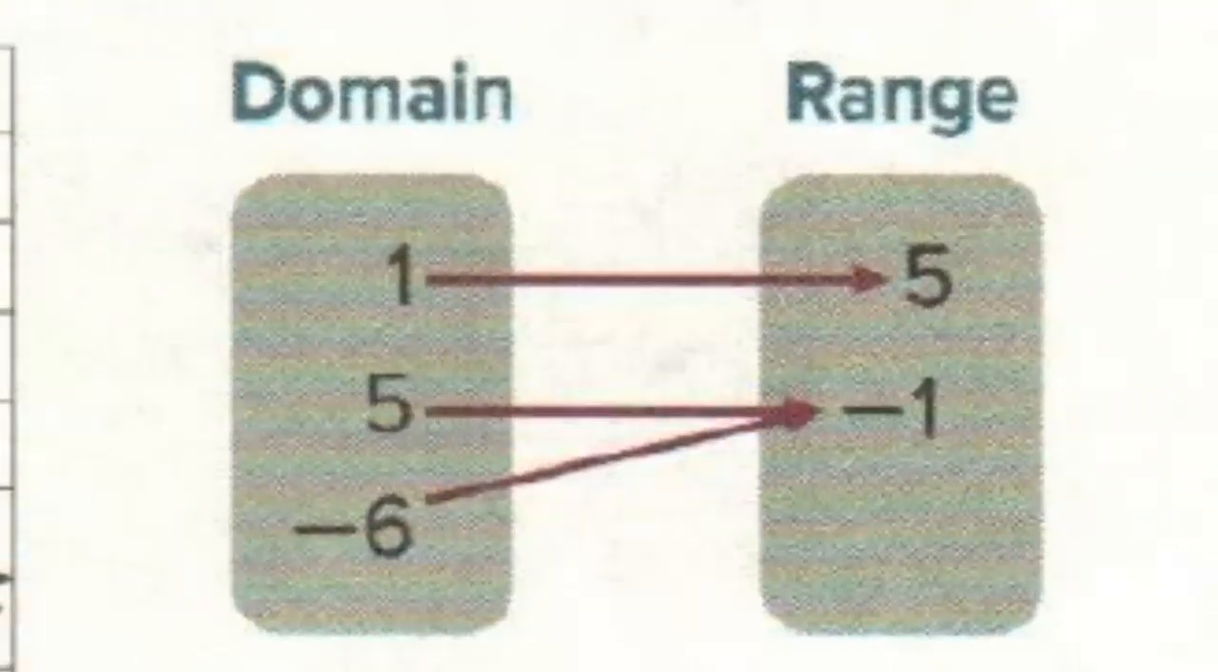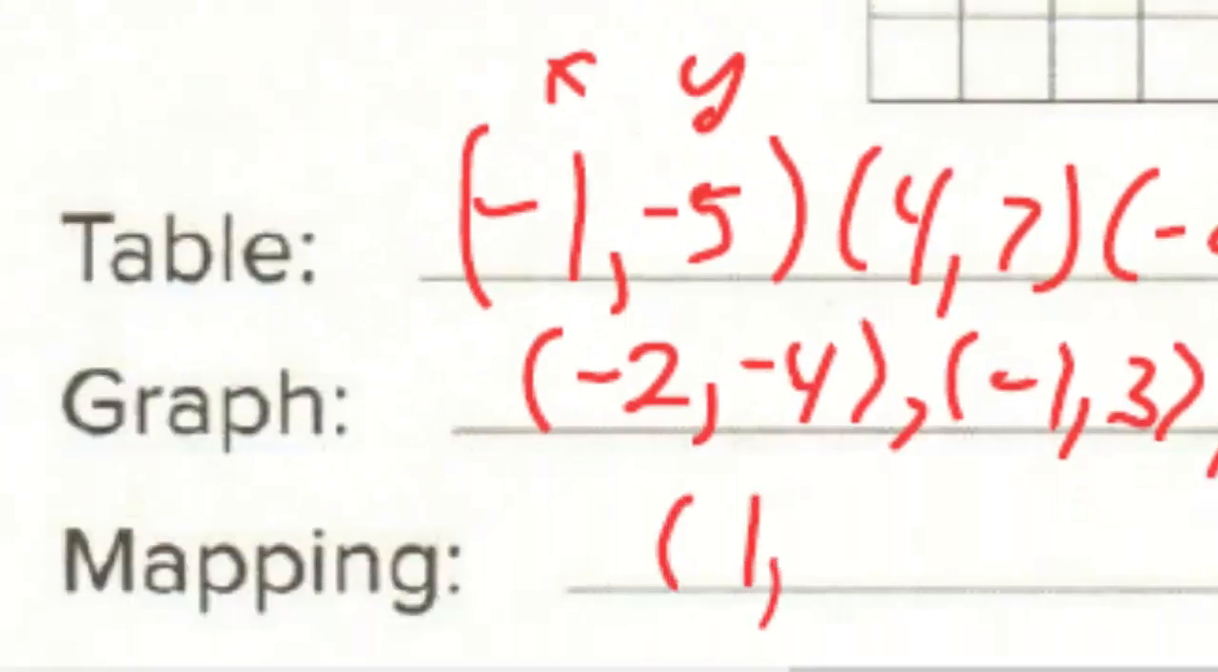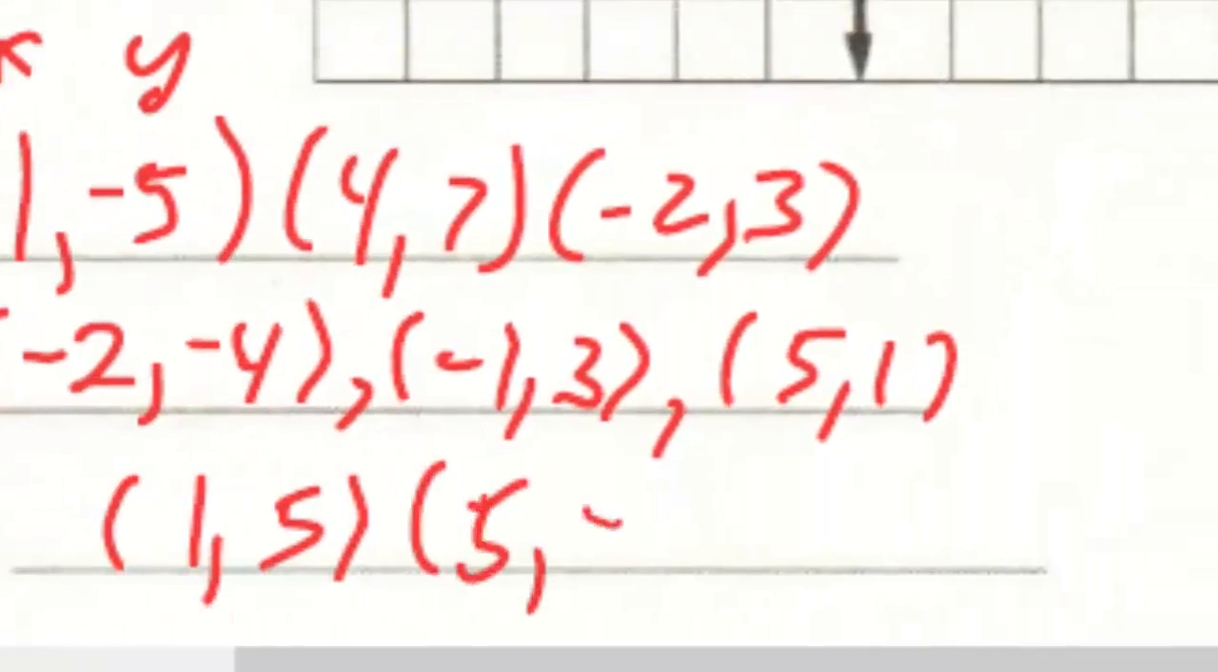For our mapping, we're going to start with the domain side, which is our x side, which is 1, so put a 1 in. And it maps to a 5, so that's a 1, 5 pairing or relation. Then I have a 5 that goes to a -1, so 5 to -1. And our last point there is a -6 to -1.